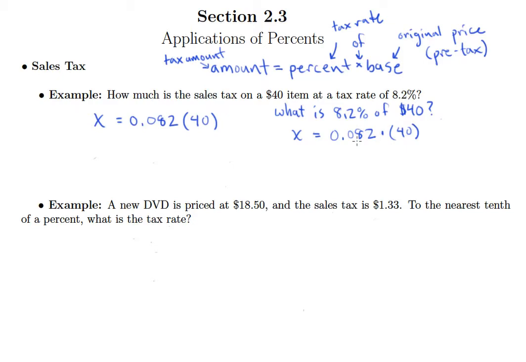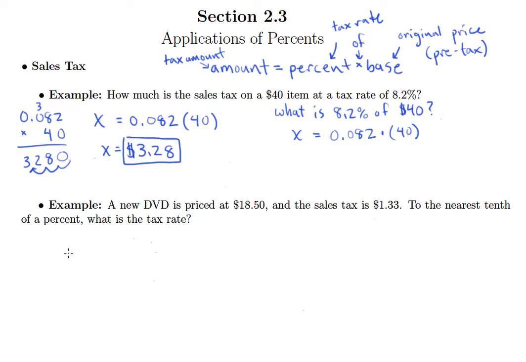At any rate, there's no solving of an equation to do here. All I have to do is multiply. So I have 0.082 times 40. Put a 0 there. 4 times 2 is 8. 4 times 8 is 32. 4 times 0 plus 3 is 3. There are 3 places to the right of the decimal point, so I have to move my decimal back 3 places. And so x, the amount of tax, is $3.28. Make sure we remember our labels on those.